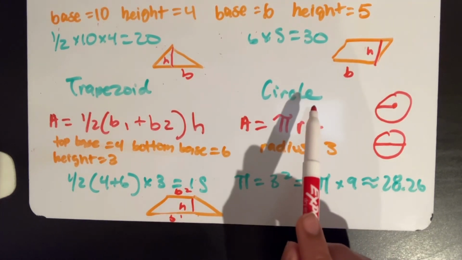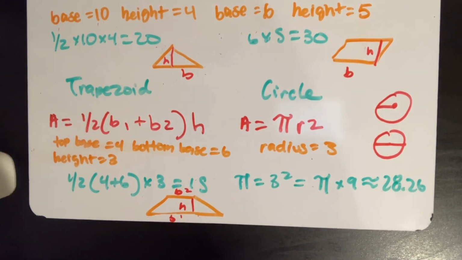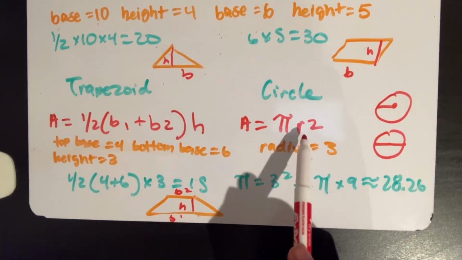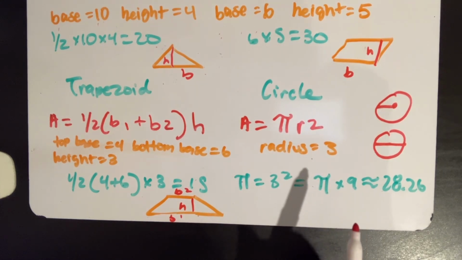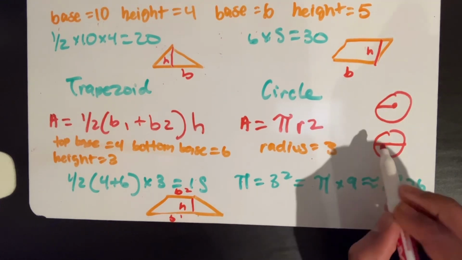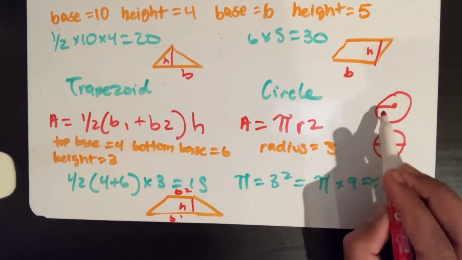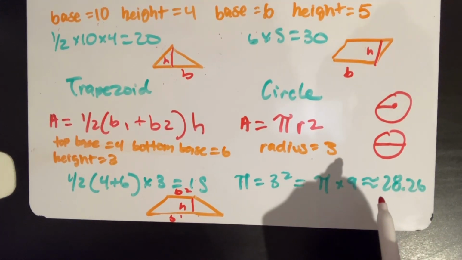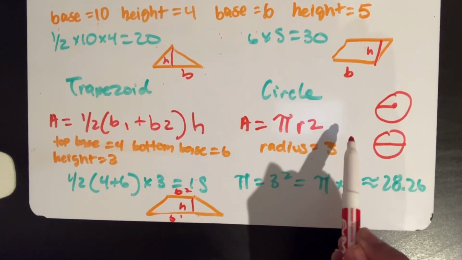In a circle, there's no different things for area, just perimeter. So for area, the formula is pi times radius squared. If the question doesn't give you the radius, you can always divide the diameter in half, because the diameter is full and the radius is just half of that. So if the diameter was 6, you can divide that in half to get 3.